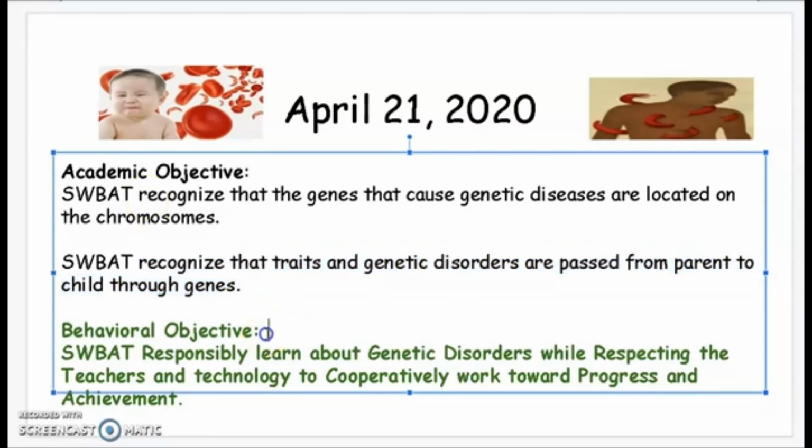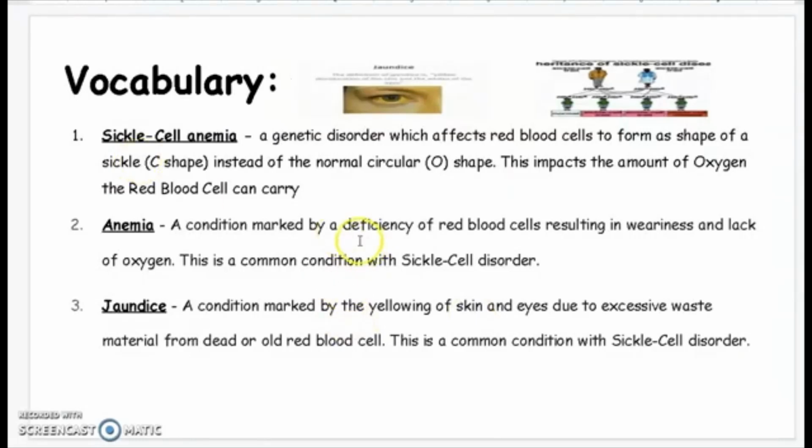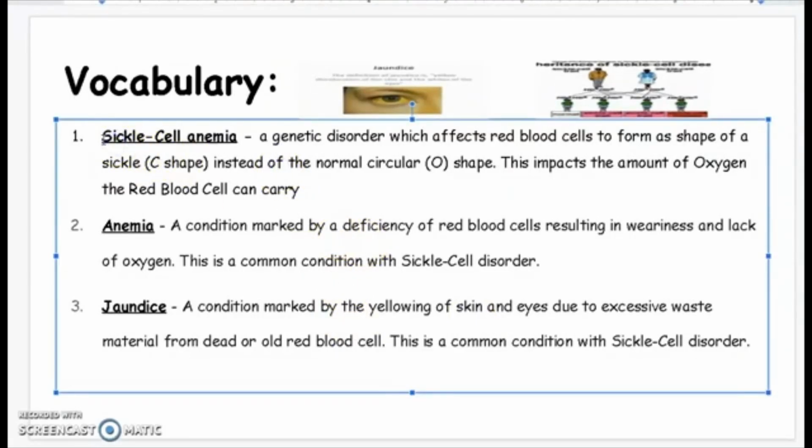And the behavioral objective, we're going to change it up a little. While students are learning about genetic disorders, you will respect both teacher and technology as you work cooperatively with each other and with the technology at hand towards progress and achievement as stated by Ms. Butler. So the vocabulary for today, we're going to learn about sickle cell anemia.